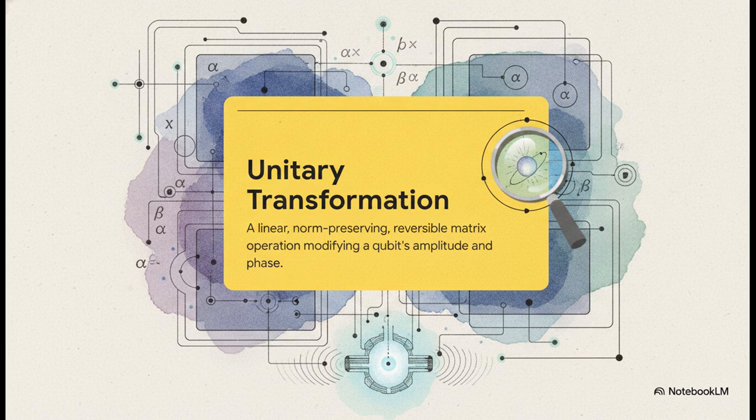When you apply a gate, all you're really doing is multiplying a state vector by a unitary matrix to manipulate the complex amplitudes and phases of your qubits before you measure them. That is the actual engine of quantum computation.